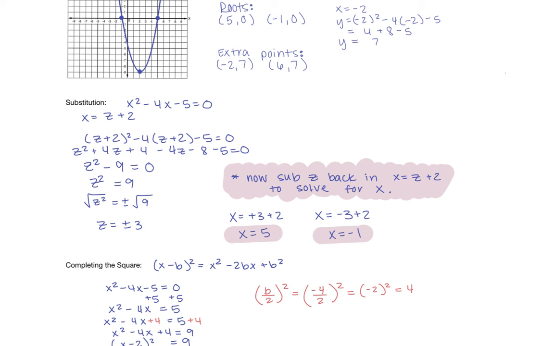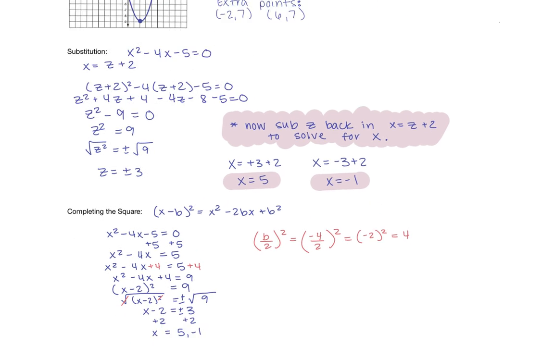Now you're going to sub z back into x equals z plus 2 to solve for x. So we get x equals 3 plus 2, and then it's x equals 5. And then you get x equals negative 3 plus 2, so x equals negative 1. And once again, those are your two roots.